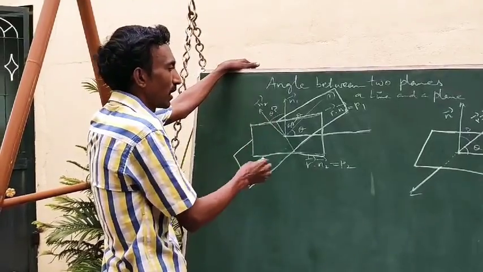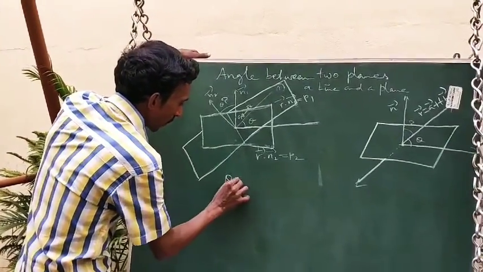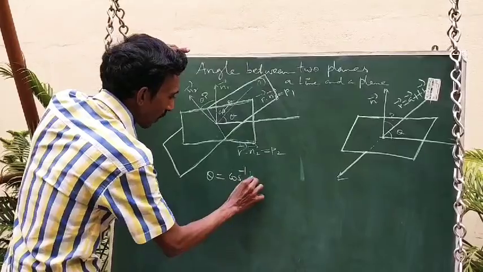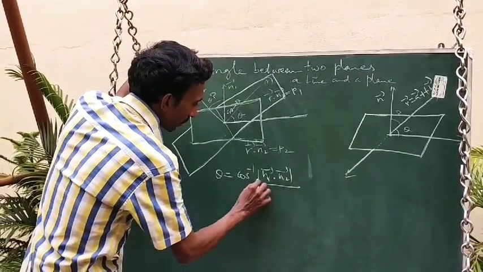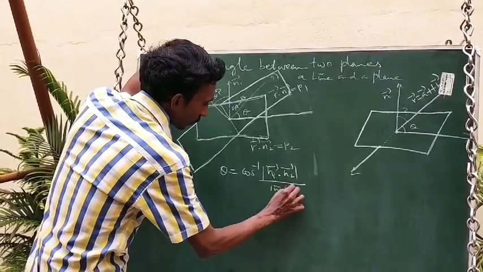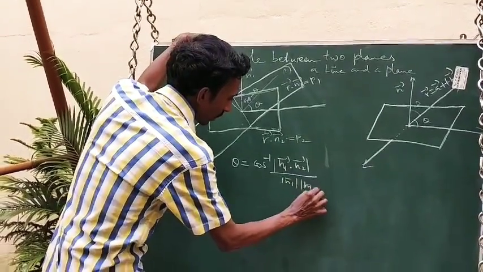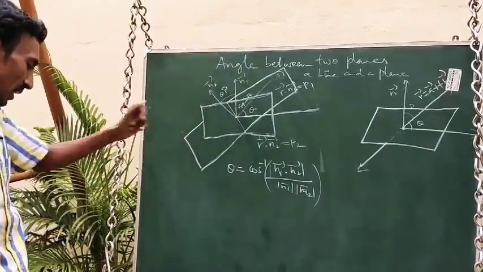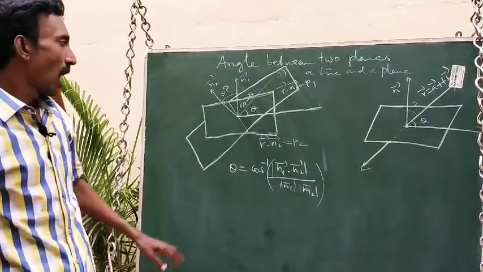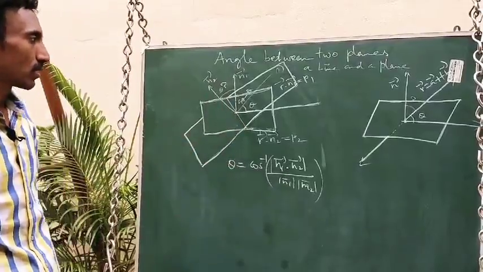So the angle between the two planes is obtained by theta equal to cos inverse of modulus of N1 dot N2 by magnitude of N1 into magnitude of N2. So simply we are getting this formula, the angle between their normals.